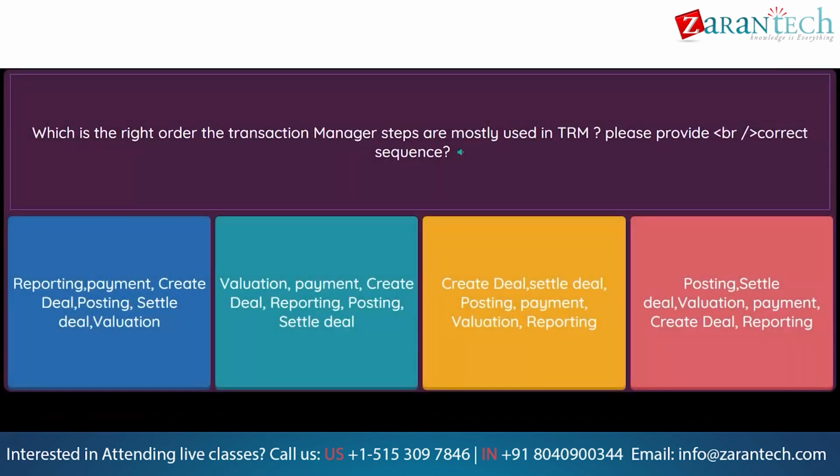Question, which is the right order the transaction manager steps are mostly used in TRM? Please provide the correct sequence. Option 1 Reporting, Payment, Create Deal, Posting, Settle Deal, Valuation. Option 2 Valuation, Payment, Create Deal, Reporting, Posting, Settle Deal. Option 3 Create Deal, Settle Deal, Posting, Payment, Valuation, Reporting. Option 4 Posting, Settle Deal, Valuation, Payment, Create Deal, Reporting.